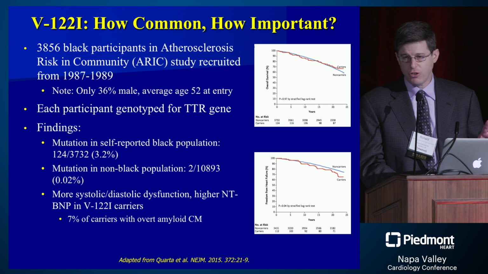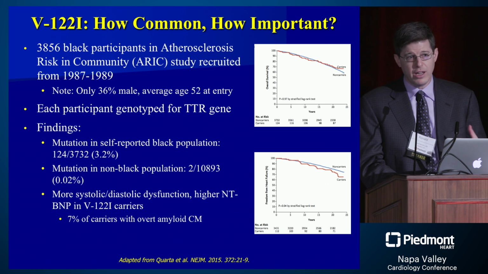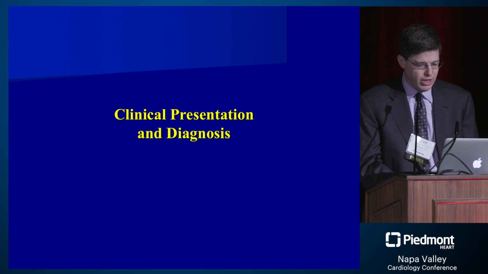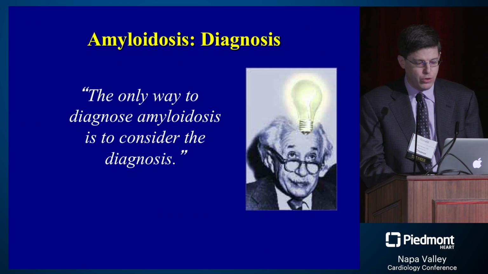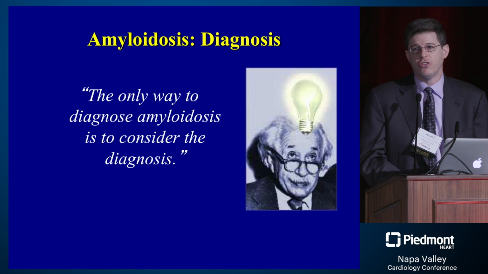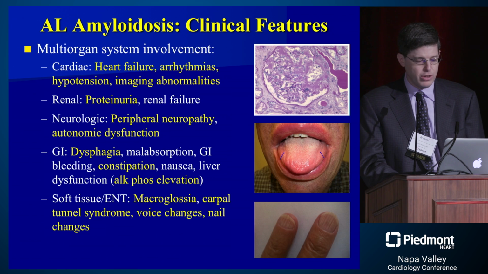7% is undoubtedly overall an underestimate, but it gives you a sense how reasonably common this actually is when you again consider the population of the United States. So how does this disease present? I like to say the only way to diagnose amyloidosis is to consider the diagnosis, meaning that it is not one of these diagnoses that will come out and smack you. You have to actually be thinking about it and then do the appropriate testing.